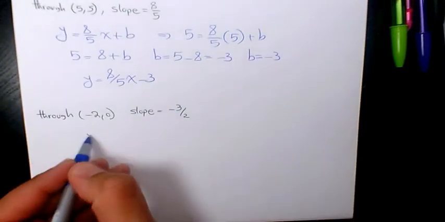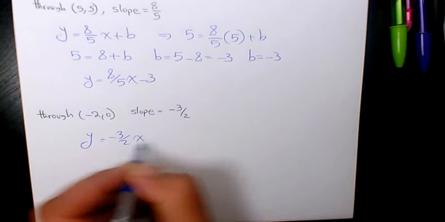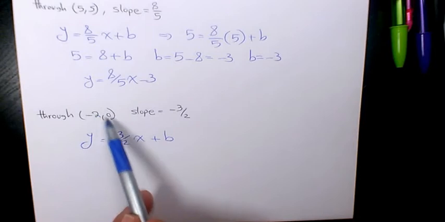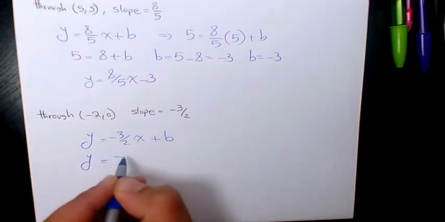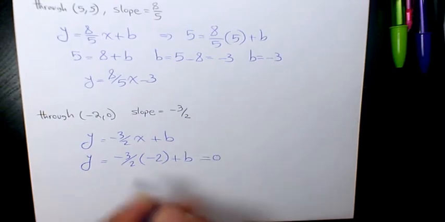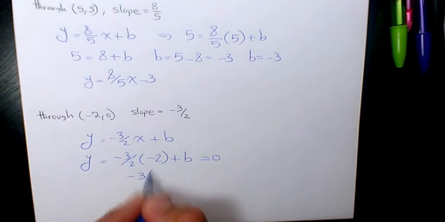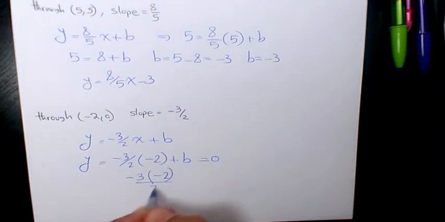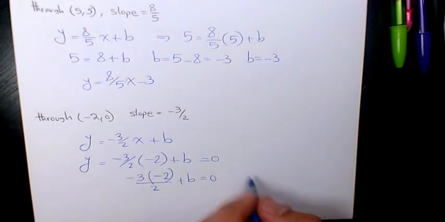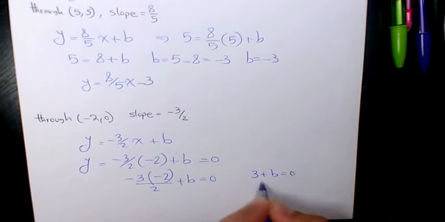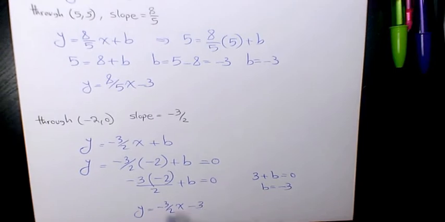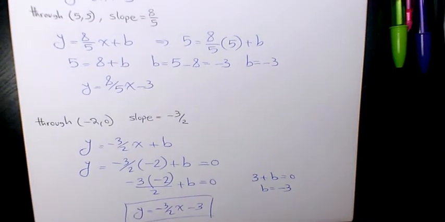Next one, we have y equals negative 3 over 2 x plus b, and it's going through this point, which is (negative 2, 0). So it's going to be y equals negative 3 over 2 times negative 2 plus b, and that has to be equal to 0. So we have negative 3 times negative 2 divided by 2 plus b equals 0. So that will be 6 over 2, 3 plus b is 0. So b will be negative 3. So we have y equals negative 3 over 2 x minus 3. So that's the equation of the line.